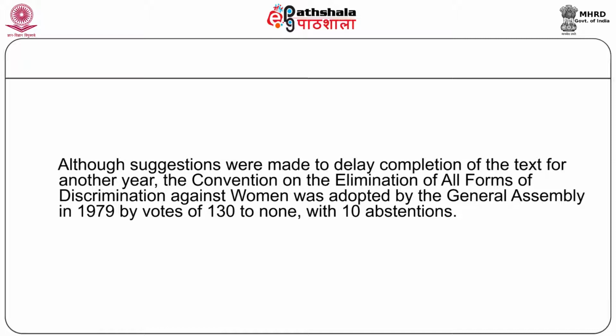Although suggestions were made to delay completion of the text for another year, the Convention on the Elimination of All Forms of Discrimination Against Women, or the CEDAW, was adopted by the General Assembly in 1979 by votes of 130 to none, with 10 abstentions.